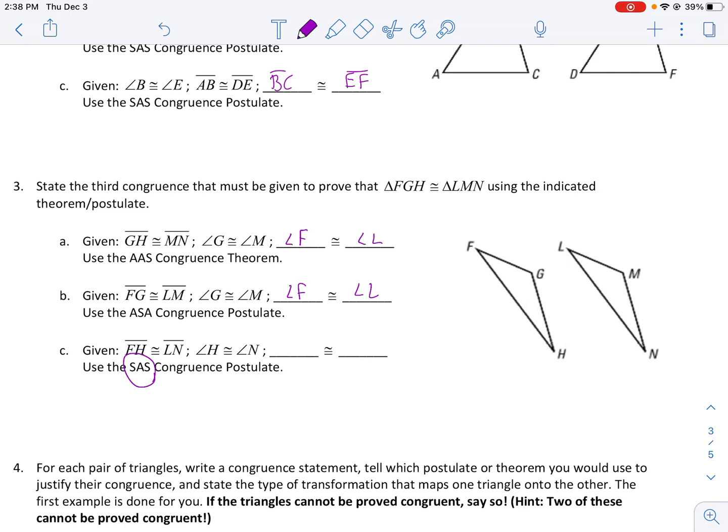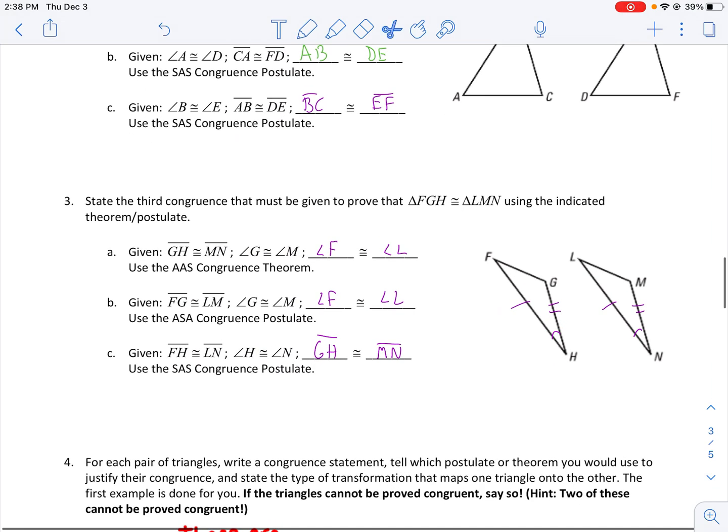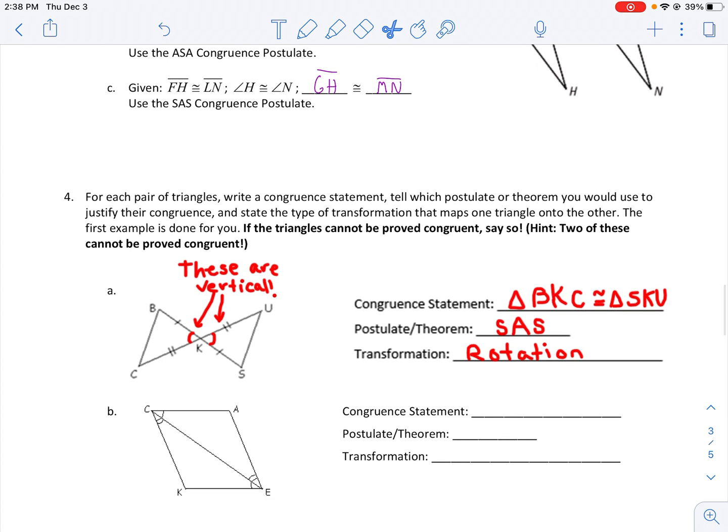And now we want to use side, angle, side. So FH is congruent to LN. Angle H is congruent to angle N. And if we want side, angle, side, then we need that angle to be between our two sides, which means we would need GH to be congruent to MN. Okay. So that's what's going on in those problems.